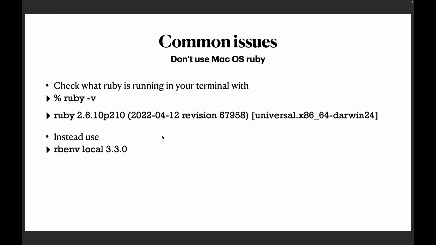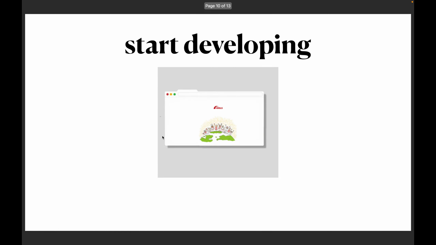All right. You also don't want to use your macOS system Ruby because it's out of date. You can check which version of Ruby you're running by running ruby -v. So we're going to make sure to use an up-to-date Ruby version with rbenv. All right, after all that's done, we can get to developing Ruby on Rails on your machine.